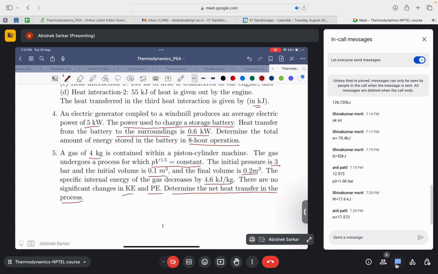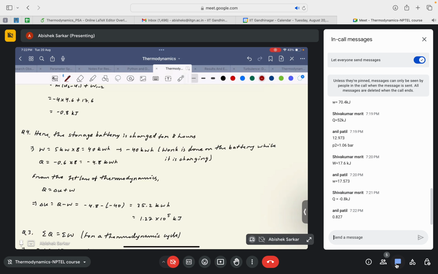Work interaction is fine, exactly correct. Plus 17.573, exactly correct. So, are you trying out, or let me go through the solutions once? Because up till now it's correct, just need to find the net heat interaction. Yes, exactly correct. So, thank you, Shiva Kumar. The answer is correct. And I guess everybody else will also get the exact same answer. But for the sake of saving time, let us just go through the solution as well. Just with the minus sign, I guess. Thank you. It's exactly correct.